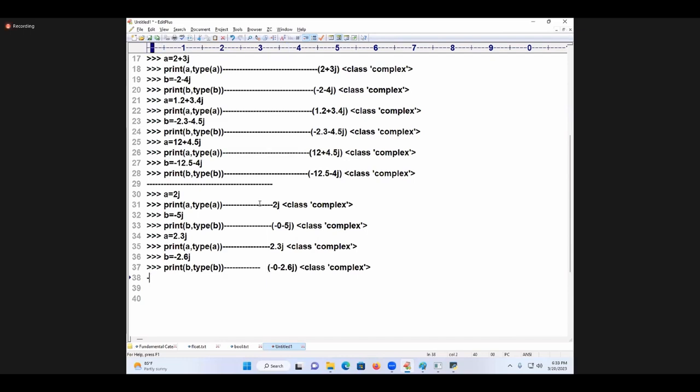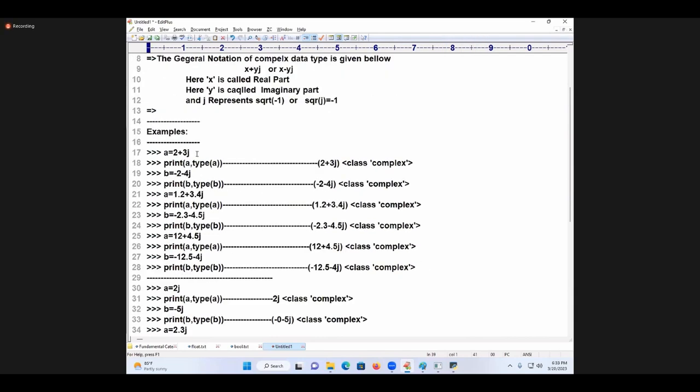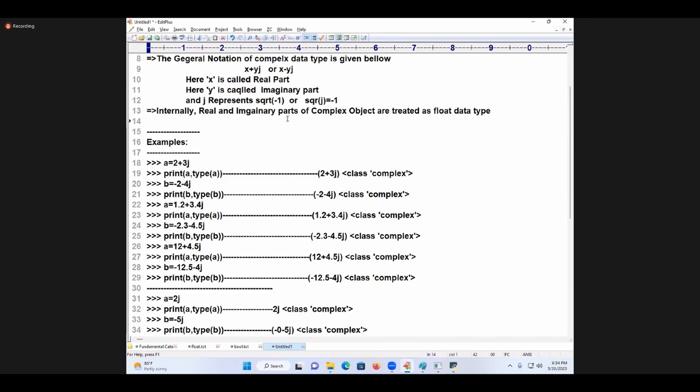Now I am going to give you one important point. When complex numbers are given, internally, as I told you, the real part and imaginary part of the complex object are treated as which data type? Float data type. Internally they are of float type. Well, you are going to see this practically.